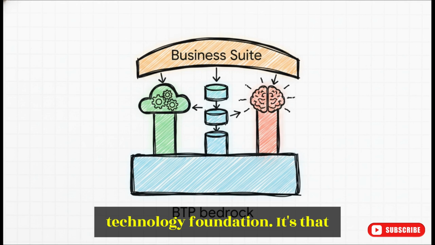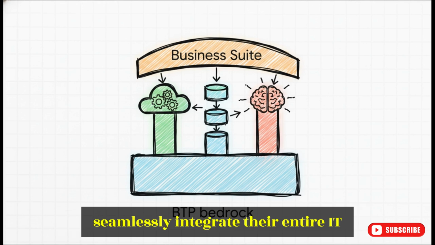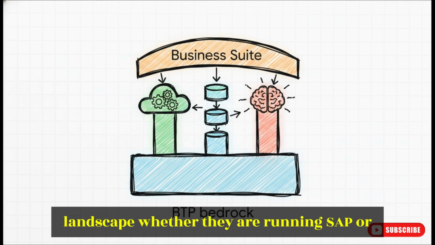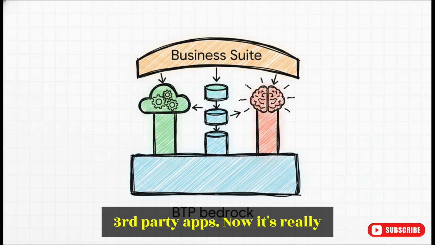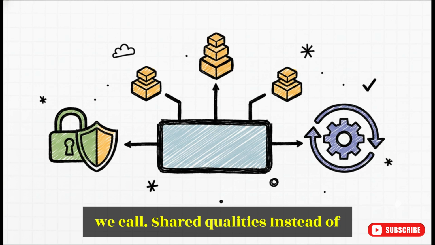BTP acts as your unified technology foundation. It's that interoperable layer that allows organizations to extend, personalize, and seamlessly integrate their entire IT landscape, whether they're running SAP or third-party apps. Now, what's really interesting here is how BTP provides what we call shared qualities.